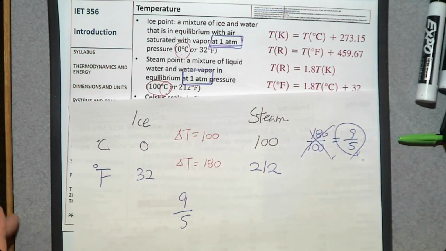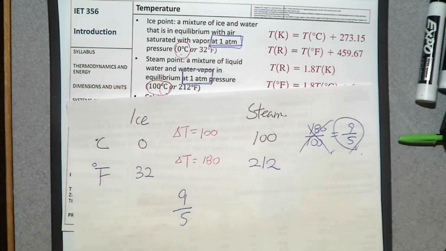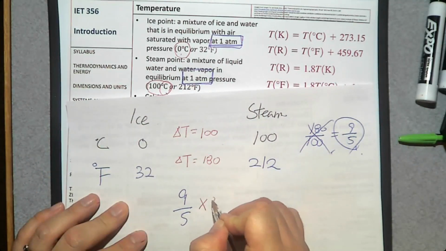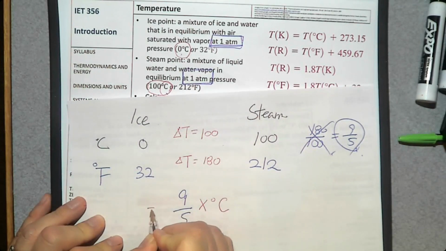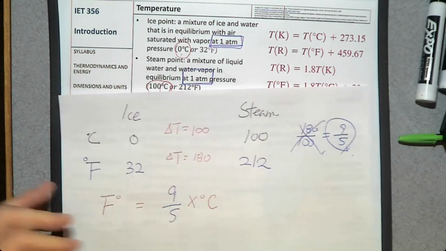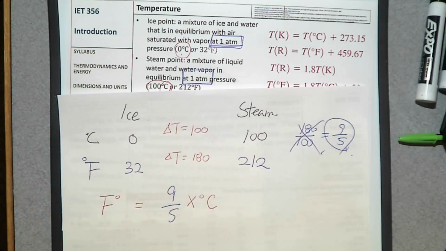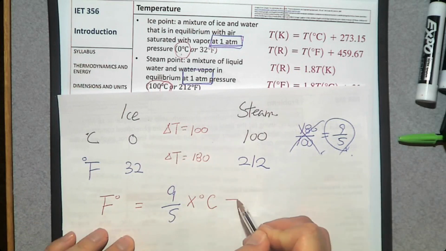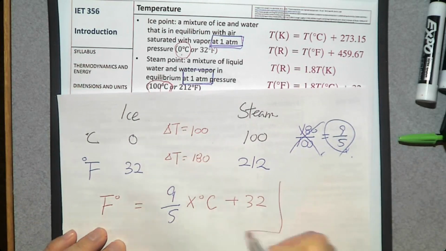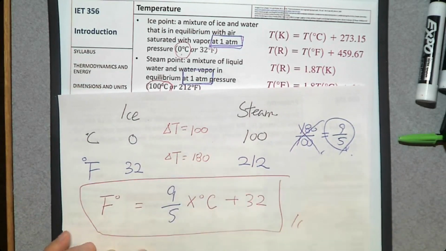So if you want to convert degrees Celsius to degrees Fahrenheit, you need to multiply by 9/5, then you get degrees Fahrenheit. But that's not the end. The starting point is not the same, so you have to add this on top of it. So add 32. Then that's how you convert between degrees Celsius and Fahrenheit.